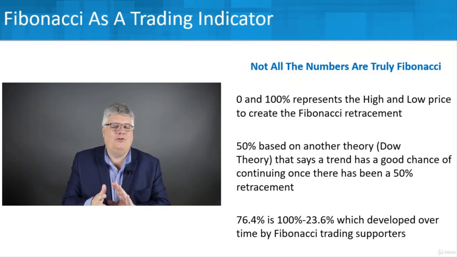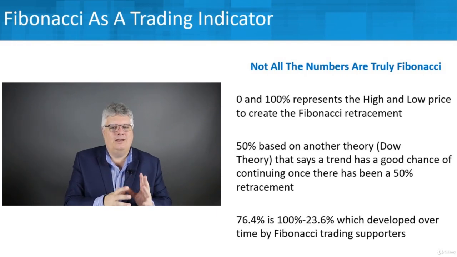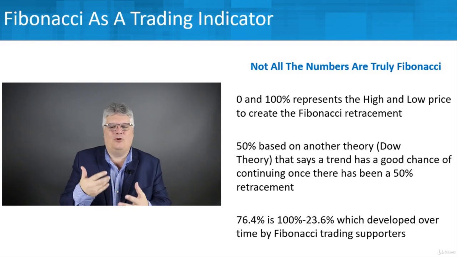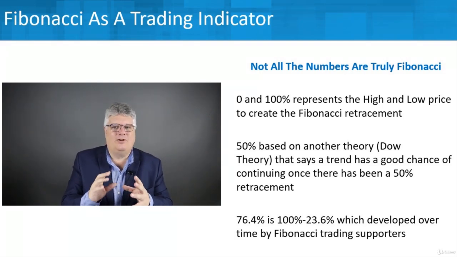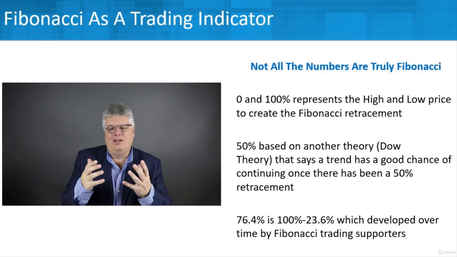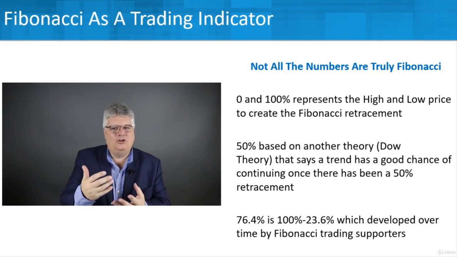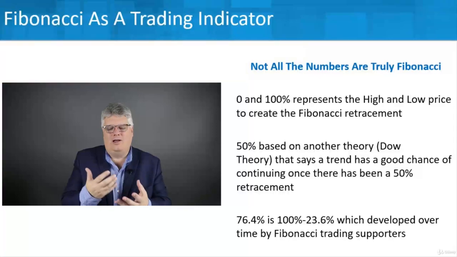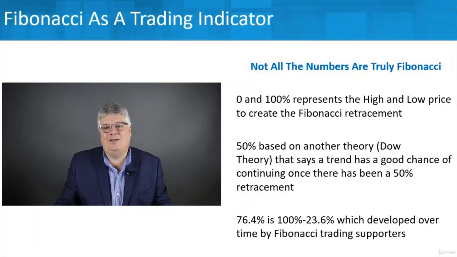And then 76.4%, not Fibonacci, but that's basically taking 100% and subtracting a Fibonacci number, 23.6. And that kind of developed over time by Fibonacci trading supporters. They wanted that number, another level to look at. So that's where they kind of came in. So you have true Fibonacci, and then trading over time has kind of developed to add a little bit more to it to make it more of a complete indicator is the idea behind it.